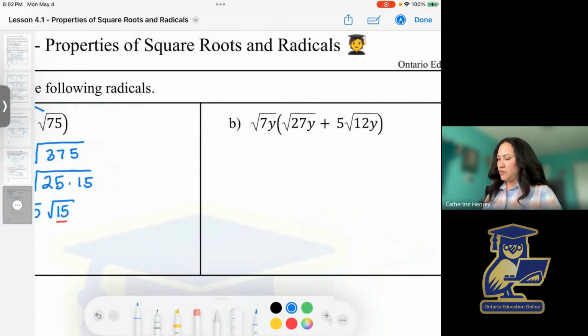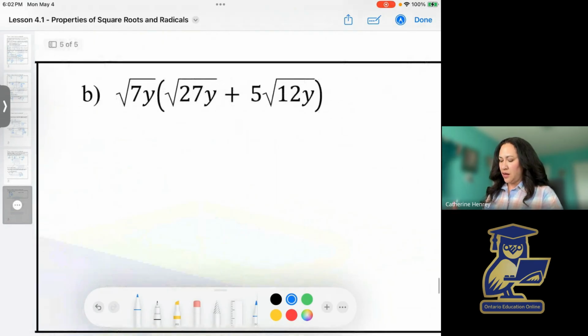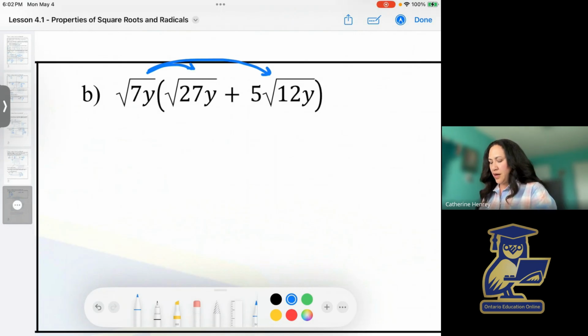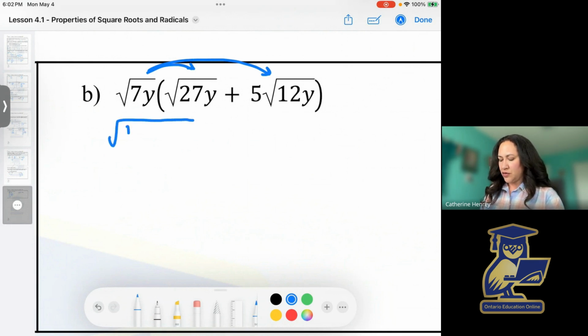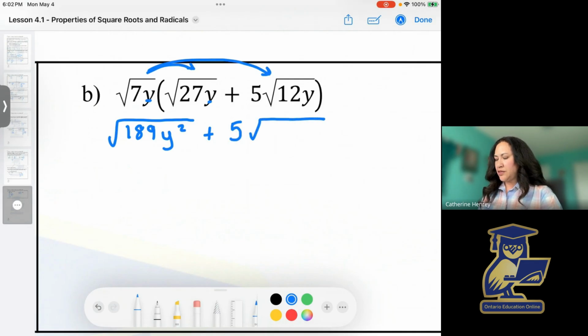And one last example, I'm going to throw in some variables with this one. We're still going to use the distributive property and keep an eye on how this develops. So 7 times 27, I'm going to get the square root of 189. And then the y times the y, that's going to give me y squared. Plus 5 times the square root of 7 times 12, which is 84, and y times y, which is y squared.